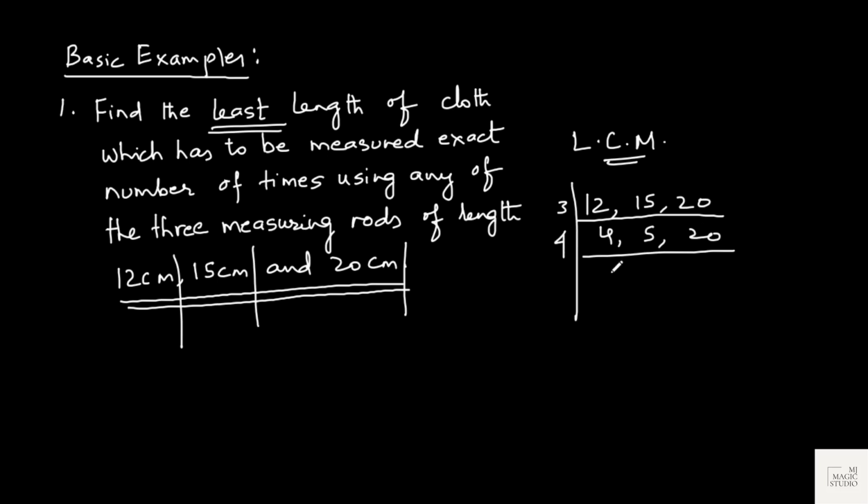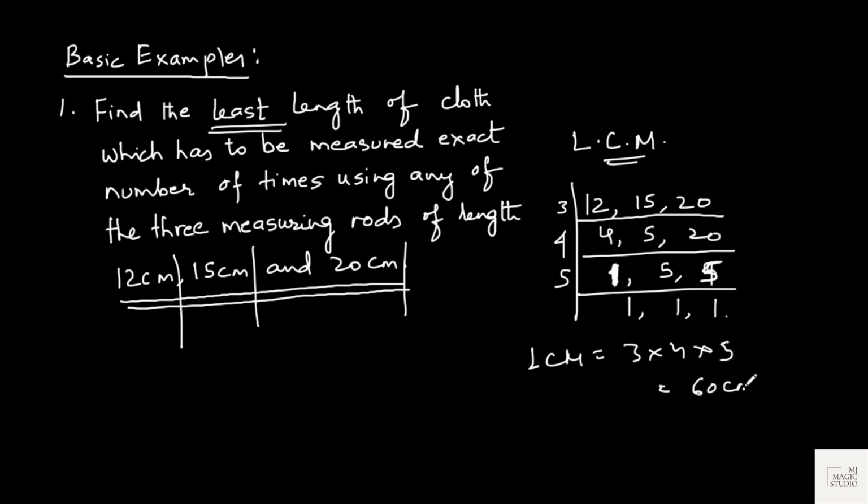We have 4, 4, 5, 4 and then this is 1, sorry, this will go 5 times and 5. So 1, 1, 1. So the LCM of these three numbers is 3 into 4, 12 into 5, that is 60 centimeter. So the least length of the cloth would be 60 centimeter or a multiple of it, but the least length would be 60 centimeter, which can be measured obviously by 12 centimeter, 15 centimeter and 20 centimeter.